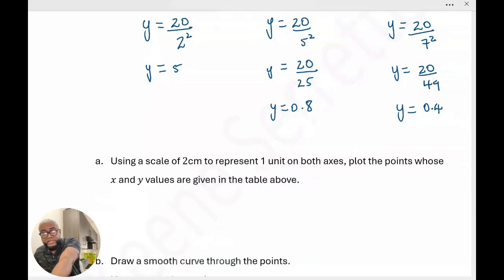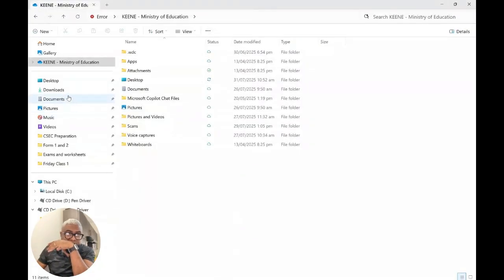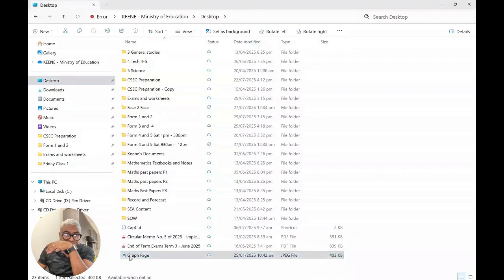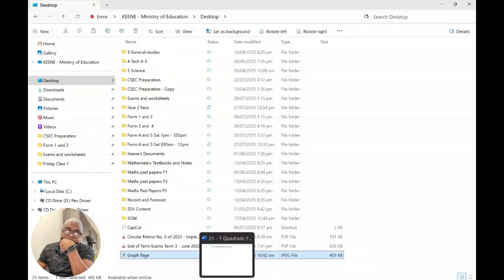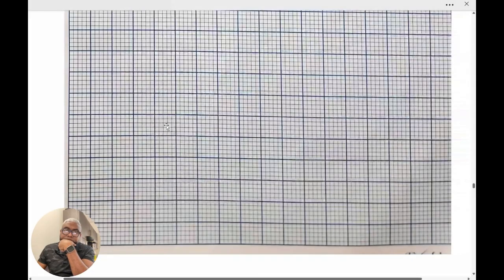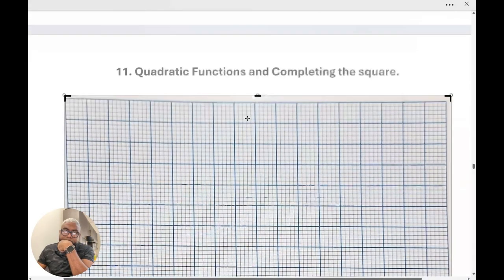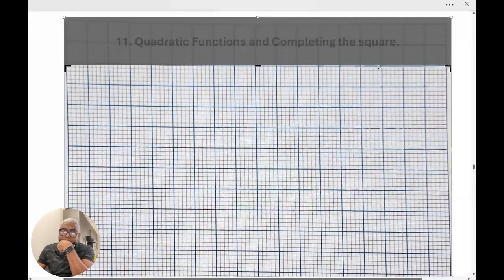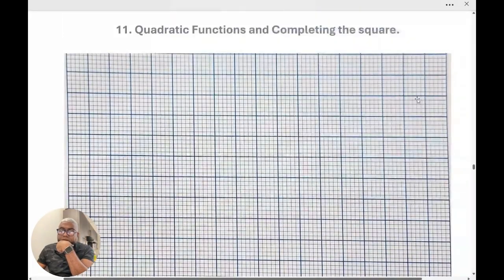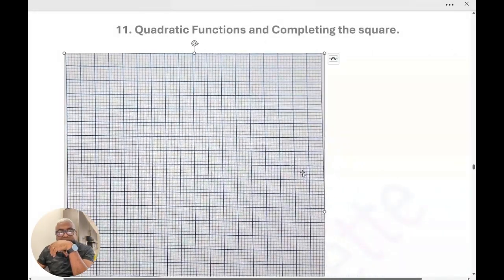So did you all plot your points? I'm going to put in a graph here, right? Well, the graph paper, pull out the graph book. Oh, people sit down here watching me, yes?